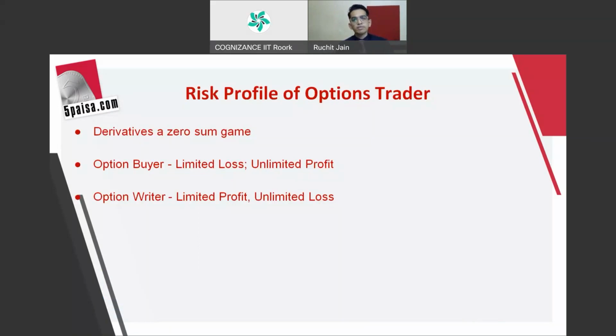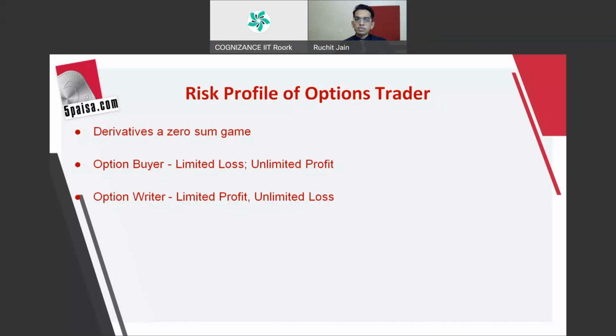Now derivatives is a zero-sum game. What is a zero-sum game? Zero-sum game means there are two parties, one is buyer and one is seller, right? So if a buyer earns any profit in derivatives, where does that profit come from? From the seller's loss. If a buyer has made any profit, it means the seller has booked a loss. And if a seller has made any profit, it means the buyer has booked a loss, right? So one party's profit is another party's loss. That is why derivatives is called a zero-sum game.